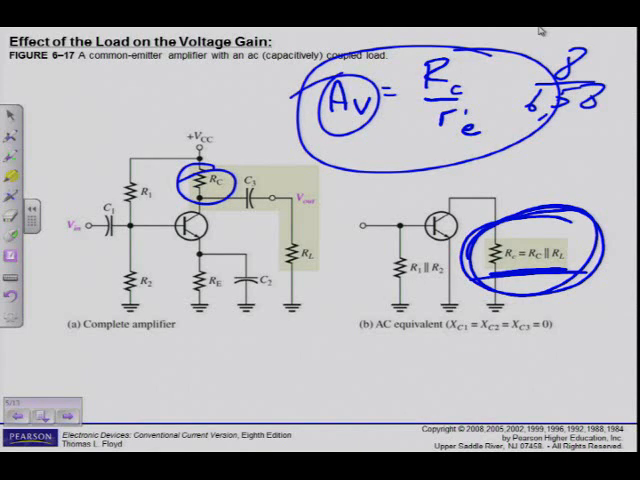But that's another problem that we will address. Okay? So just keep in mind, my load resistor has a huge influence on my voltage gain as well. Okay, that's what I want to point out to you here.